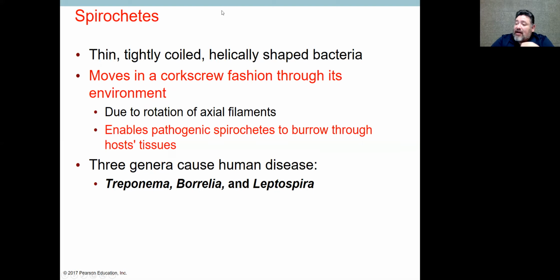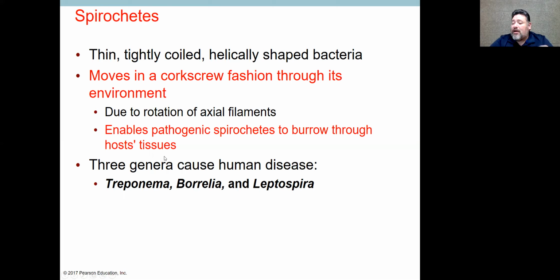So again, as I said before, spirochetes are tightly coiled, helically shaped bacteria with endoflagella, typically 2 longitudinal flagella on either side. Consequently, they move in a corkscrew fashion. And why is this important? Because it allows the spirochete to burrow into the host tissue. It allows the spirochete to go into the mucosa and then into the epithelial lining, where other motile organisms might not be able to do this.